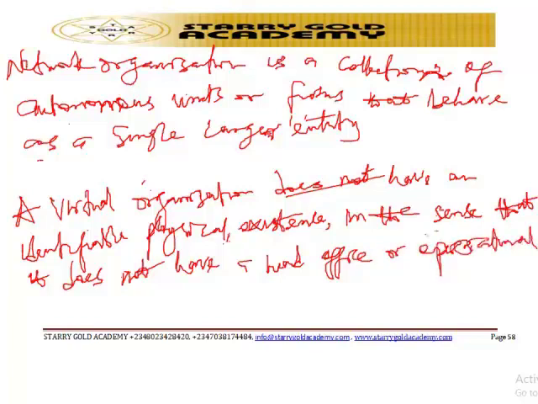operational premises. It does not have a head office or operational premises. So it might not even have any employees. A virtual organization is operated by means of IT systems.